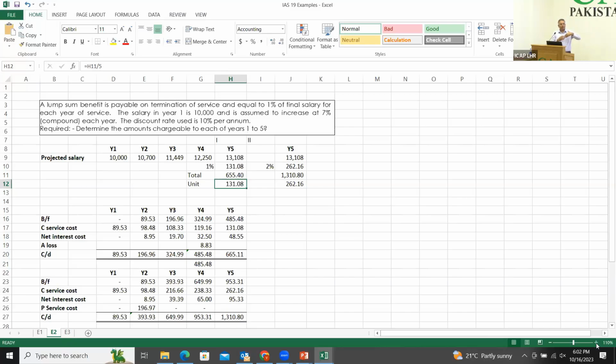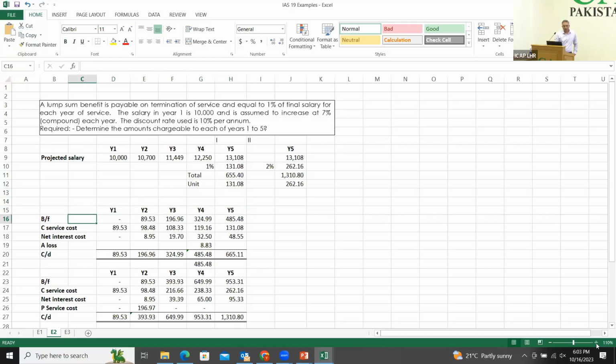So what is this method? Projected unit credit method. First you project what will be the total benefit the employee will be eligible to get at the end of his employment. And then you divide that benefit over his expected employment and you create a unit. Unit credit. At the end of every year of employment, you credit 1 unit to his account, and that is called projected unit credit method. But the problem is that this 131 which the employee has earned in the current year is going to be paid at the end of year 5th.